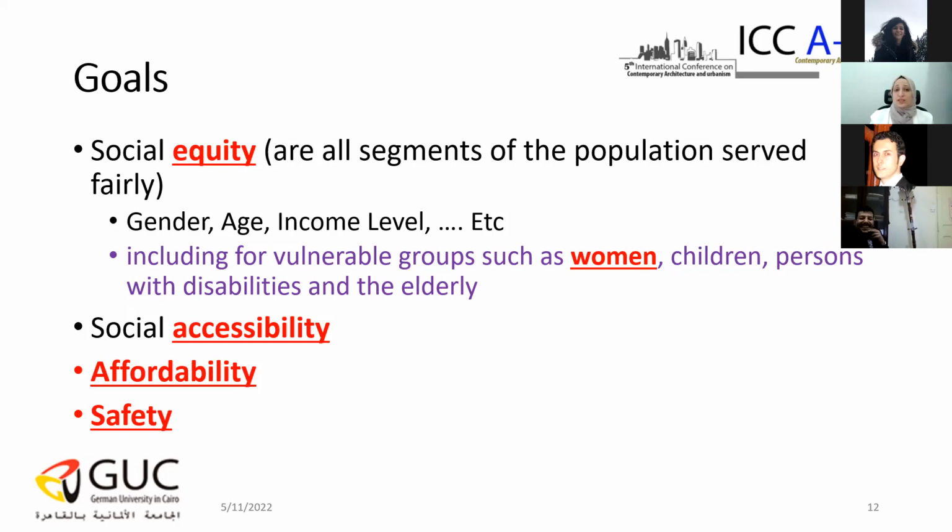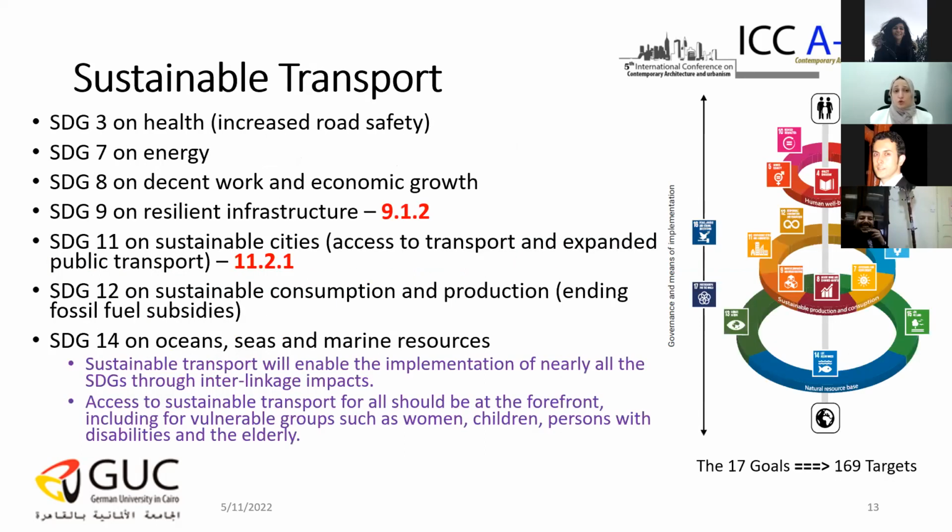Definitely the system has to be a safe system. All these goals are presented as part of sustainable transport in different SDGs. And here I filtered the SDGs related to transportation, related to health through road safety, energy, decent work and economic growth, resilient infrastructure, sustainable cities, especially they enforce the use of public transport, and sustainable consumption and production for ending the fossil fuel subsidies.